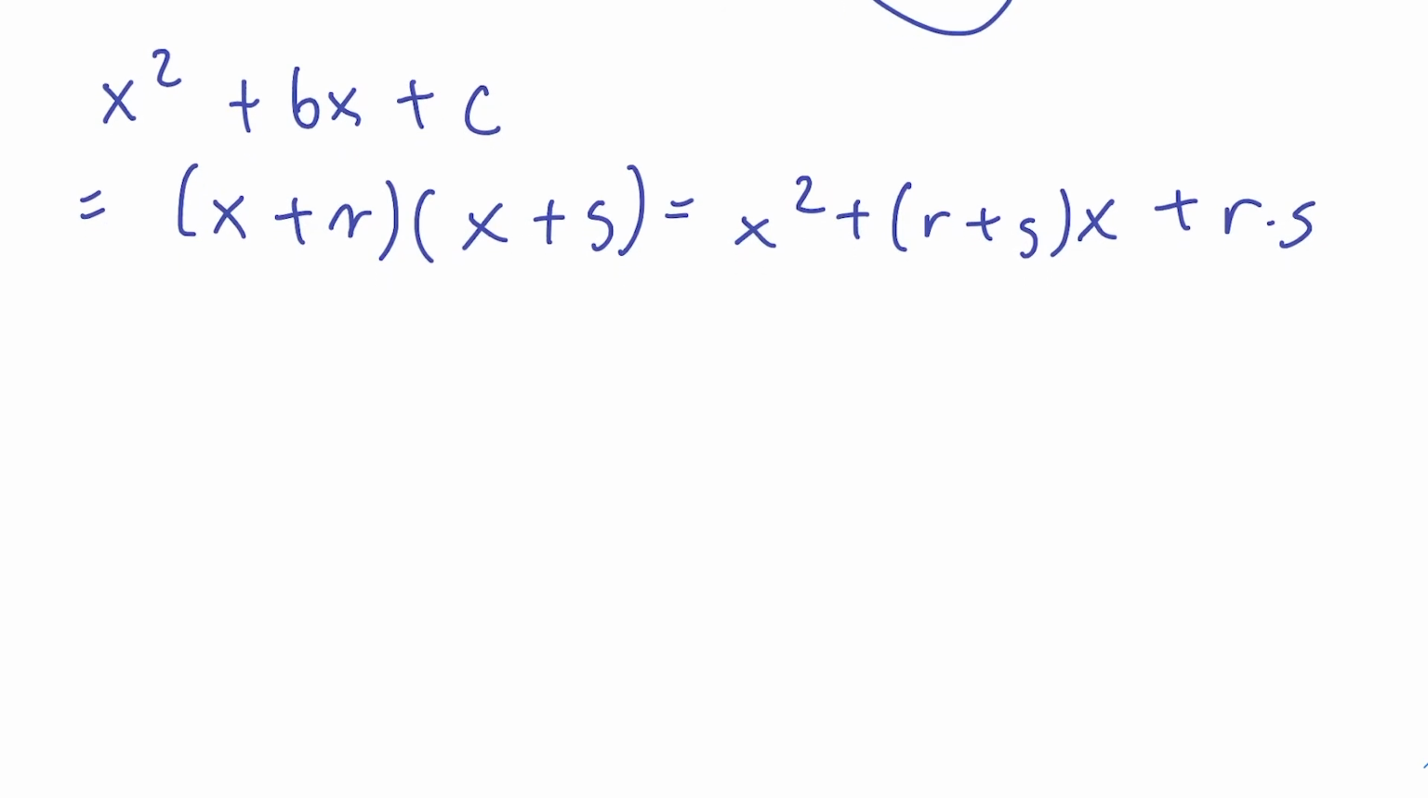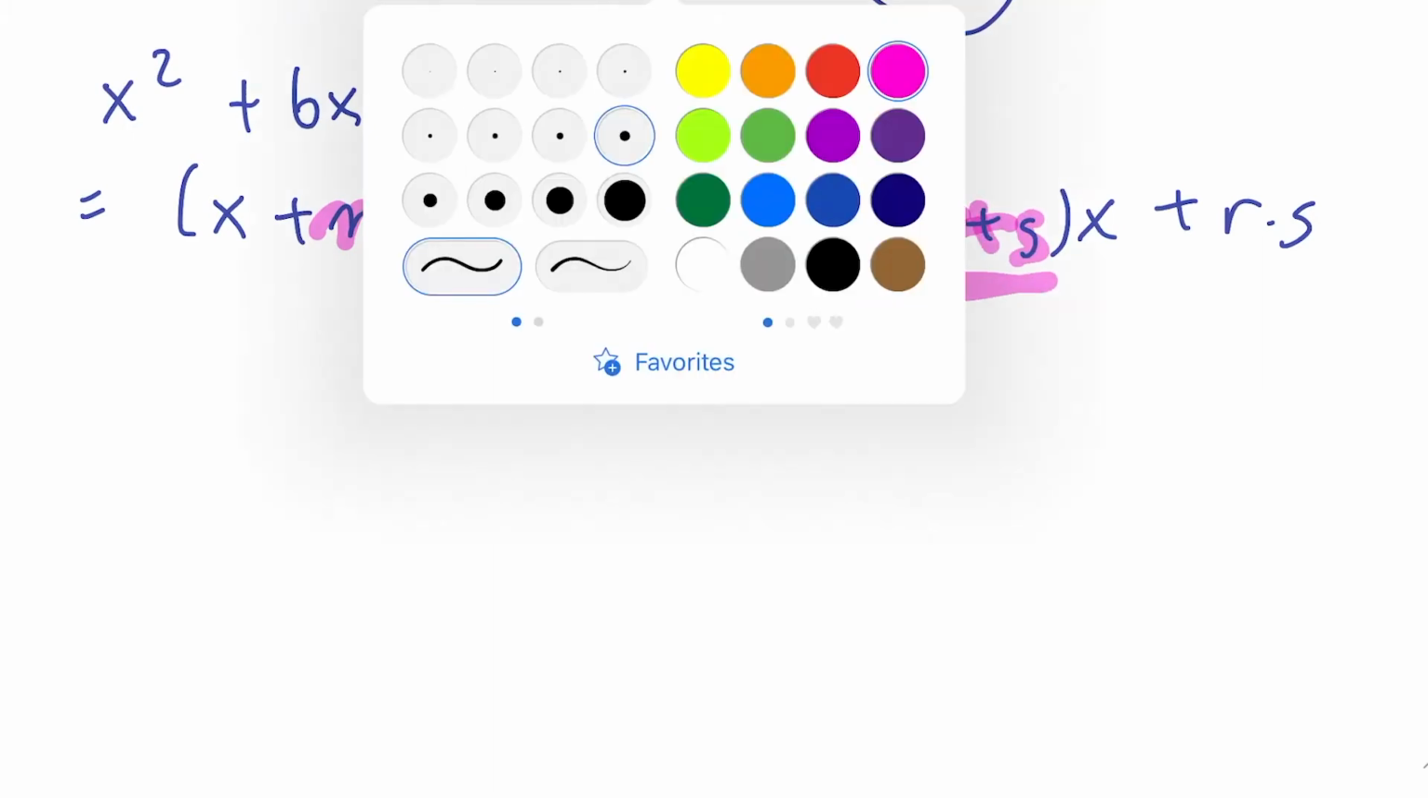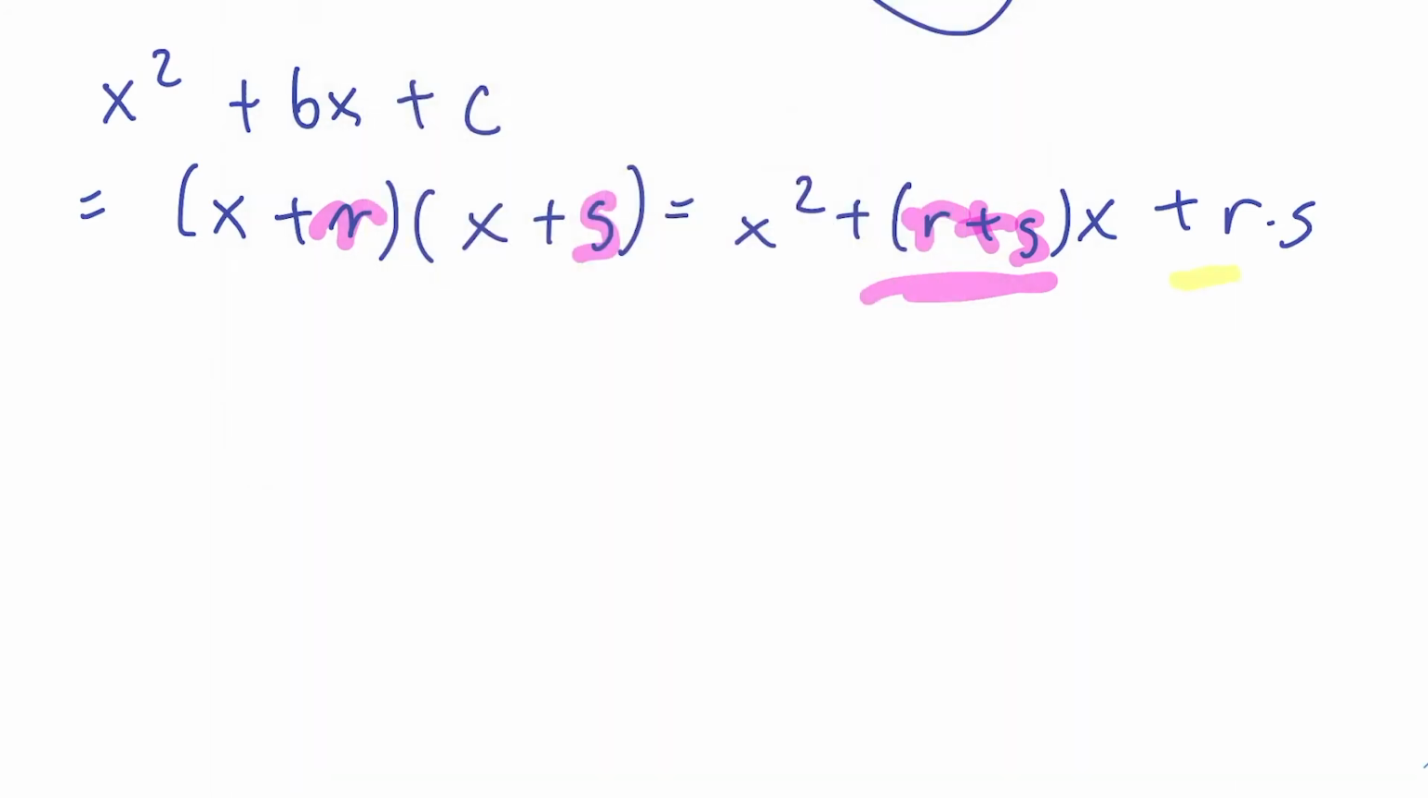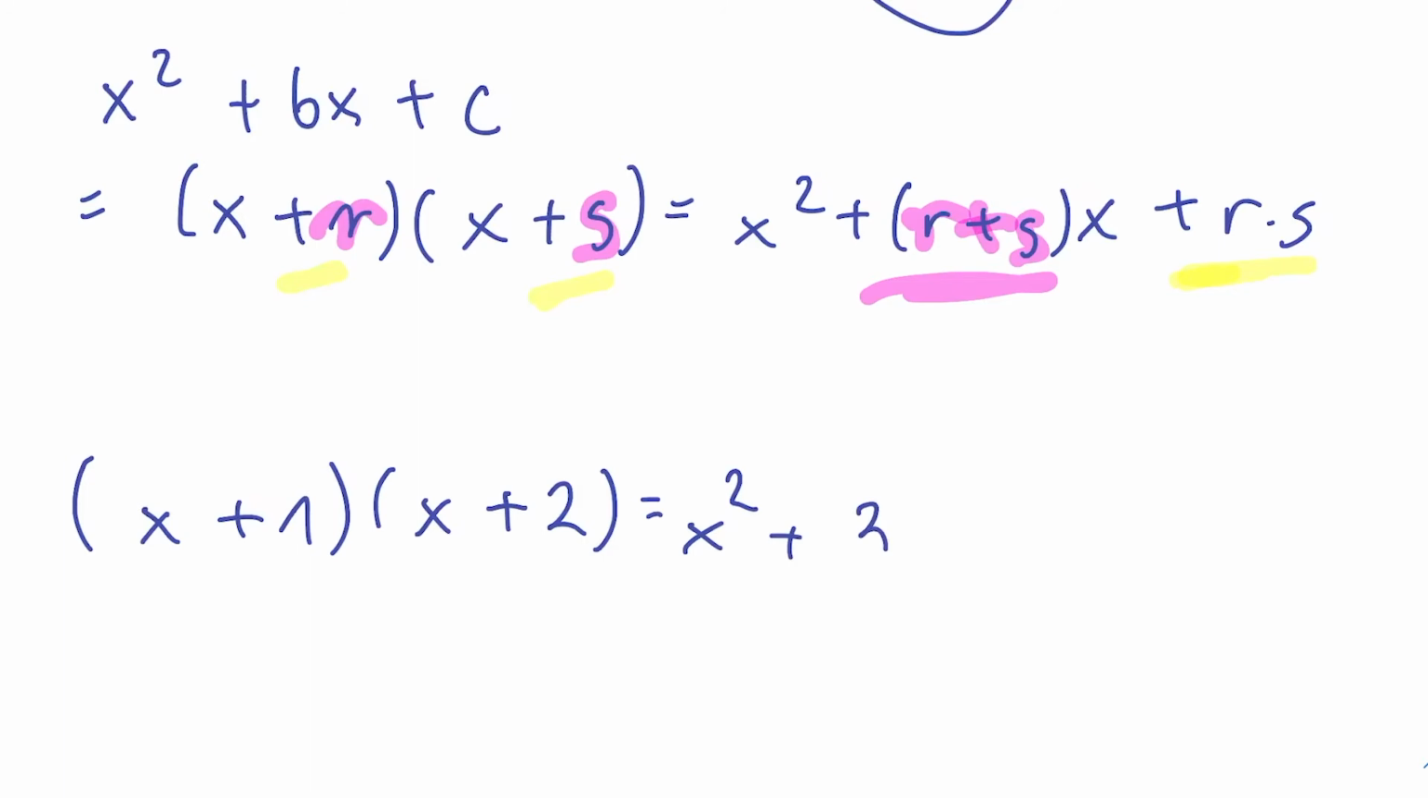So basically, what you need to understand is that whenever you factor something out, the sum of your numbers here is going to be your middle number, and then your last integer, that's just the r multiplied by s. And let me show you what I mean by that. So let's say we have x plus 1 times x plus 2. So here we'll have x squared plus 3x plus 2.